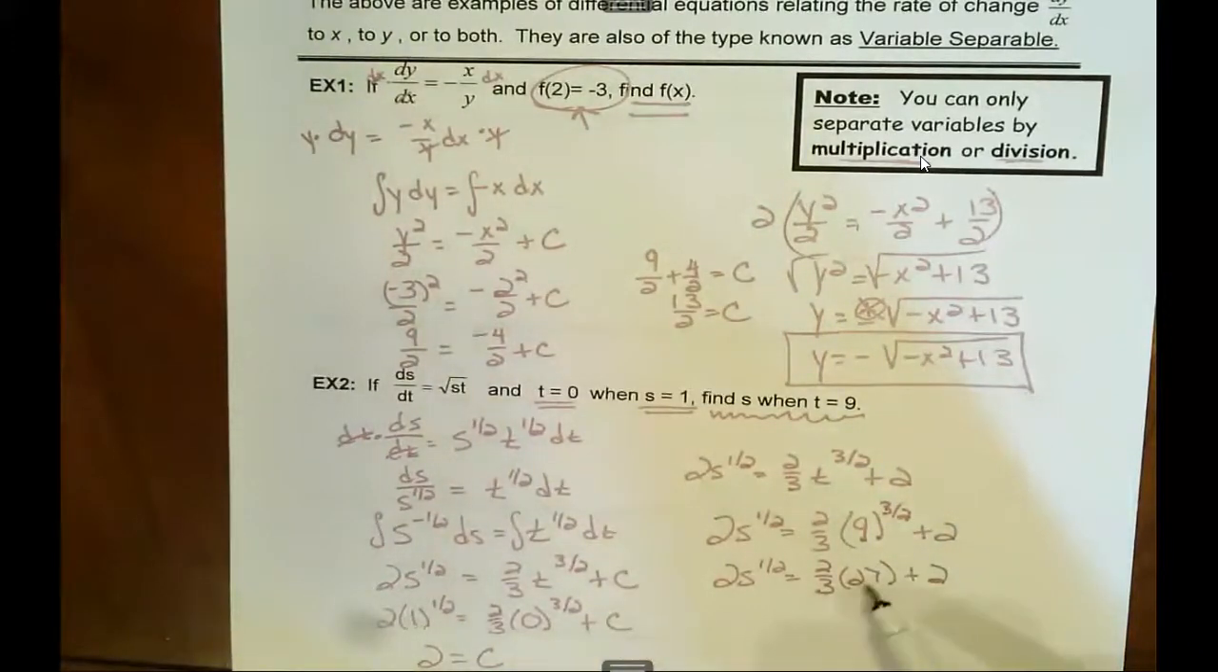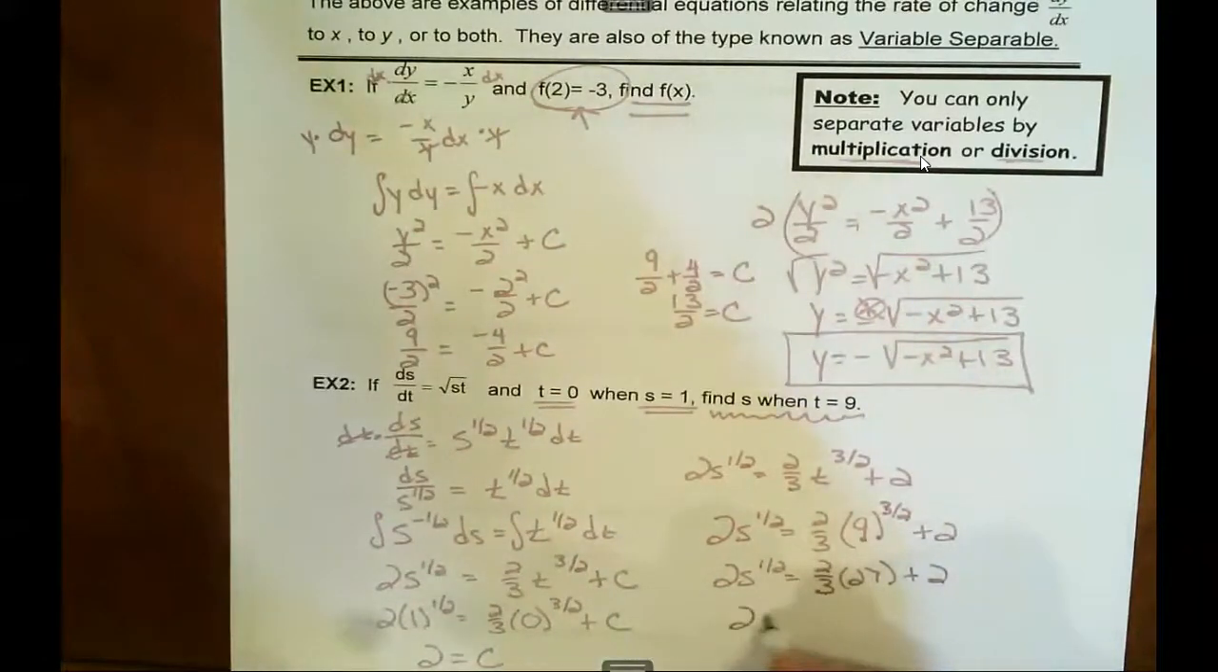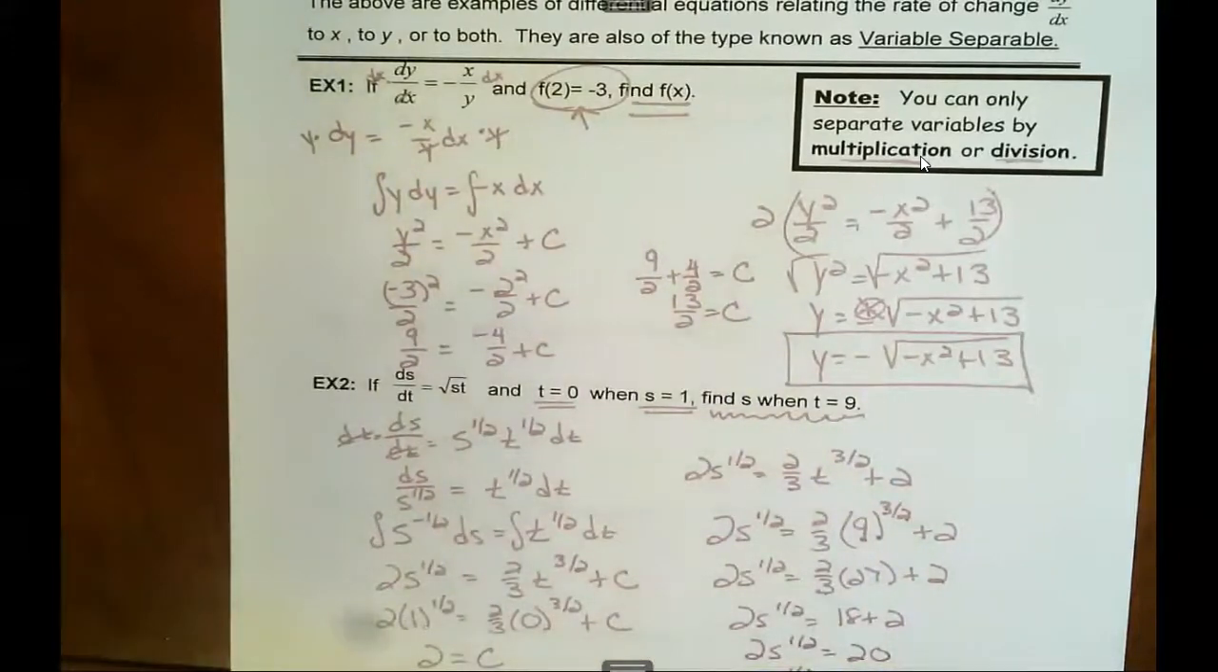All right, 3 goes into 27 9 times. 9 times 2 is 18. So 18 plus 2 would be 20. Divide by 2. So s to the 1/2 is 10. So to solve for s, we're going to square both sides. S is 100.